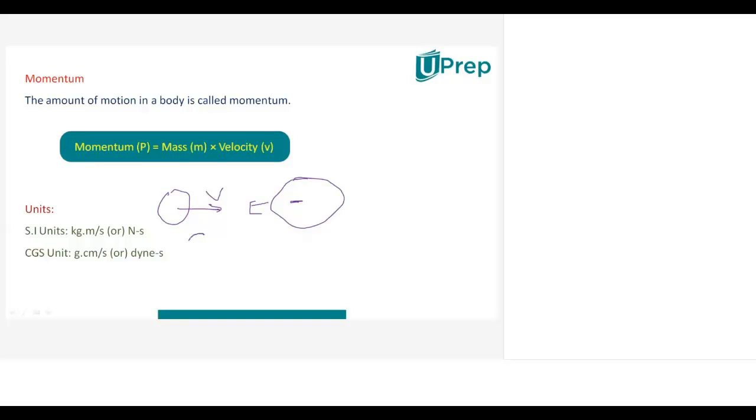So if a small object comes with a very large velocity and hits another object which has more mass than this one, this small object can change the motion of this big object. And in the next case, suppose one big object is coming toward a small object, and this big object hits this small object, then what happens? The small object's motion can be changed, isn't it?